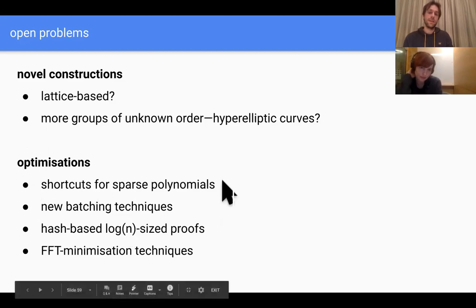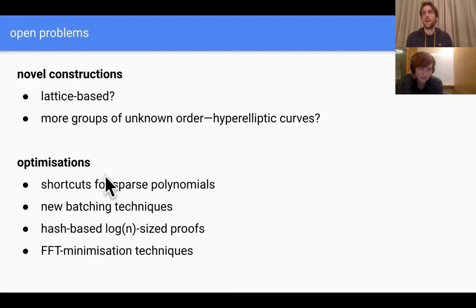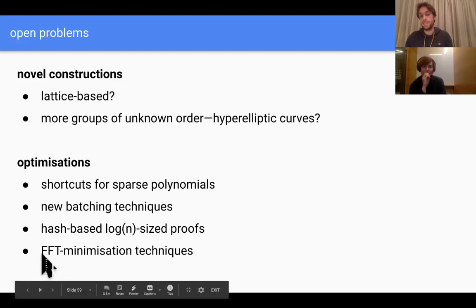And then it would be interesting to find new polynomial commitment schemes which apply to very specific use cases. For example, if you have a sparse polynomial, it's of degree D, but most of the terms are zero. Can you find ways to commit and open this polynomial in time significantly less than D? And actually this last problem, about FFT minimization techniques, when I wrote my slides, that was one of the open problems, but I guess at least in the context of Kate, this has been solved, which is very nice.